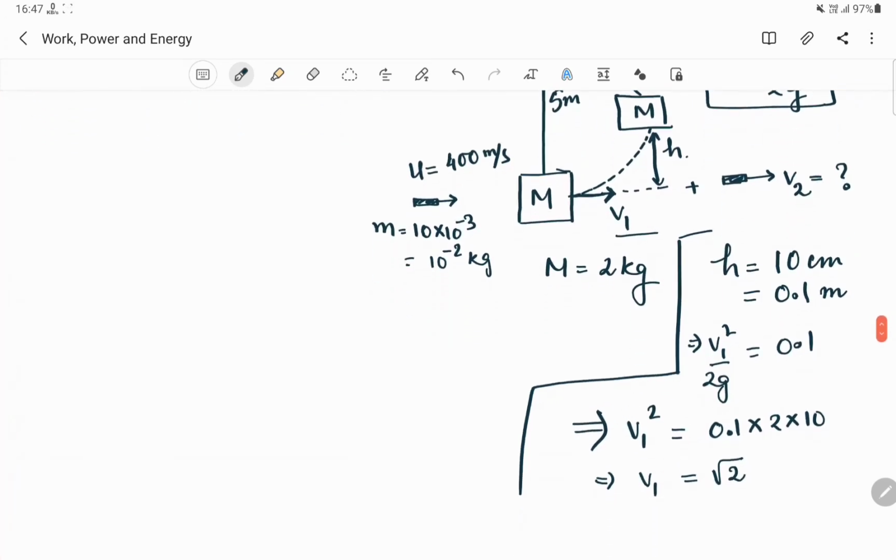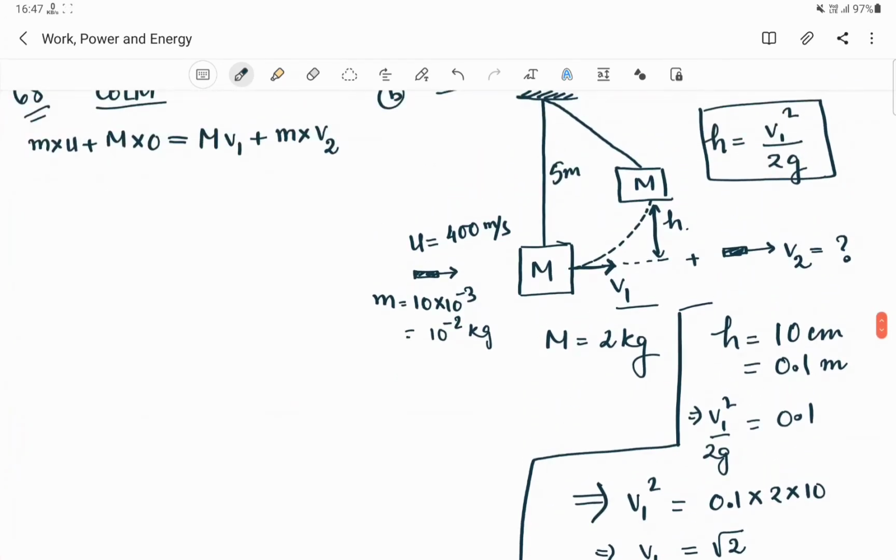After collision, this wooden block of mass capital M will be moving with velocity v1 equal to root over 2. Once we get this velocity v1, then we can easily find the velocity with which the bullet will be moving after penetration, which is v2. We just put the values over here. Small m is 10 to the power minus 2.